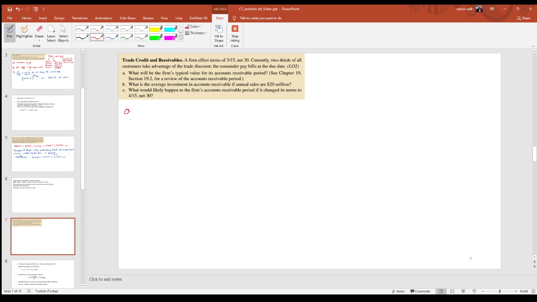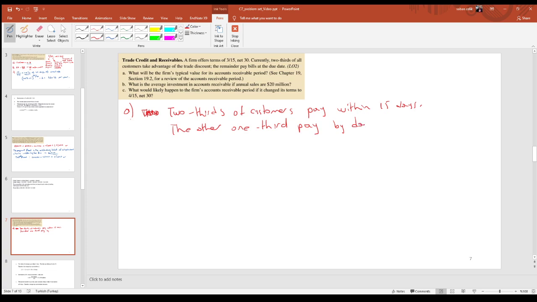So the typical value, so what we know here is this is given: 2/3 of customers pay within 15 days. The other 1/3 pay by day 30.